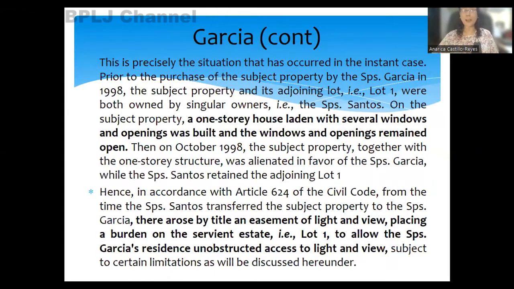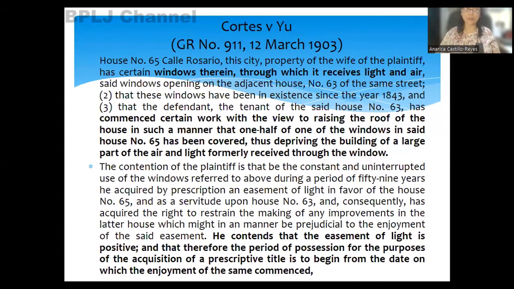A one-story house laden with several windows and openings was built and the windows and openings remained open. There arose by title an easement of light and view, placing a burden on the servient estate to allow the spouses Garcia's residence unobstructed access to light and view.